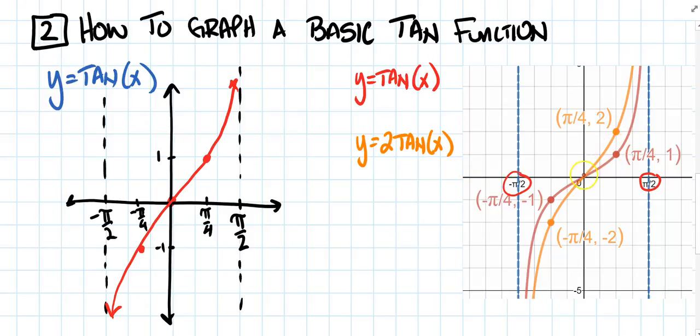And so notice that instead of the point pi over 4, comma 1, I have the point pi over 4, comma 2. So that 2 out in front is going to vertically stretch my tangent function. Notice I also have the point negative pi over 4, negative 2. So right now I want you to take a guess. If I gave you the equation y equals 7 tangent of x, okay? Could you tell me one point that would be on there, one positive point that would be on the graph?